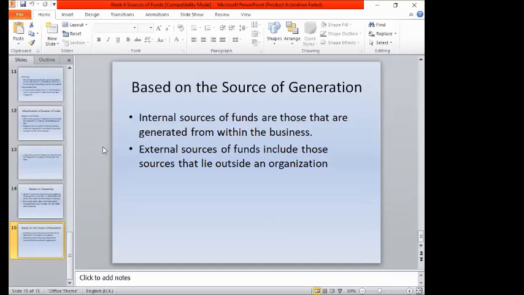While the external source of funds is generated outside an organization. And what's an example of external sources of funds? Let's say securities that you're going to buy and sell to the public. That can be an external source of funds. Also rent, which is not part of the major income. So that will be an external source of funds.